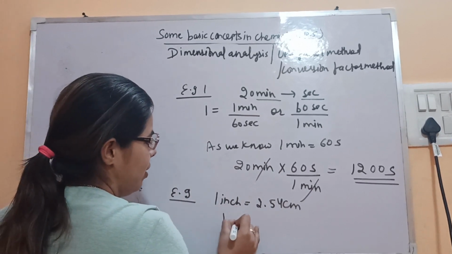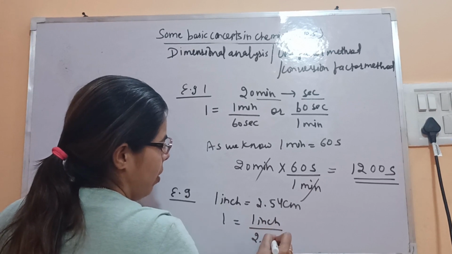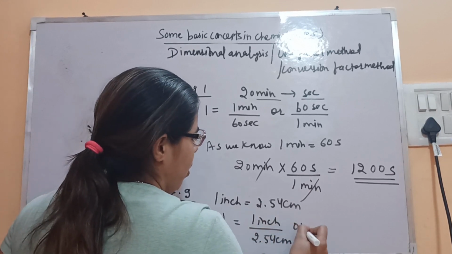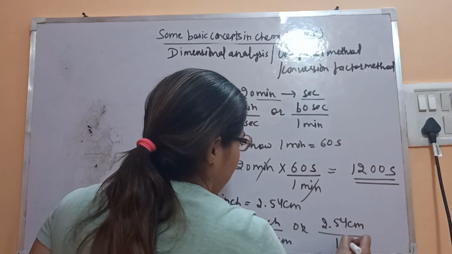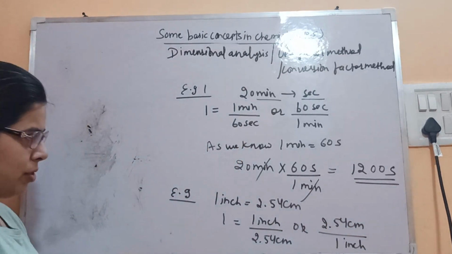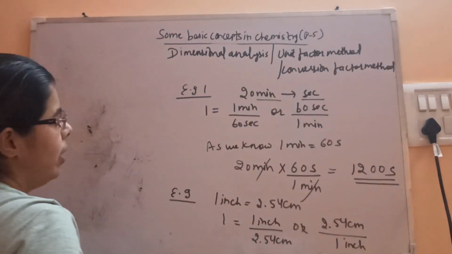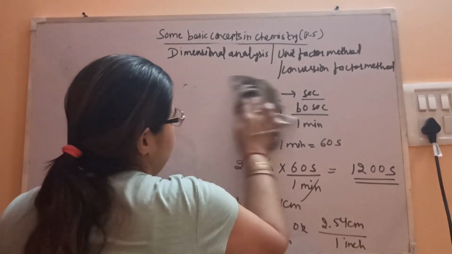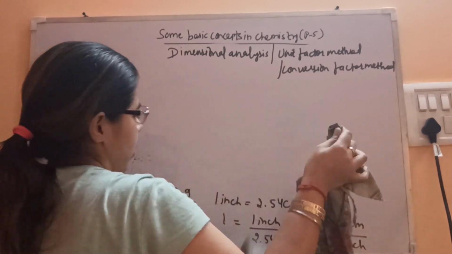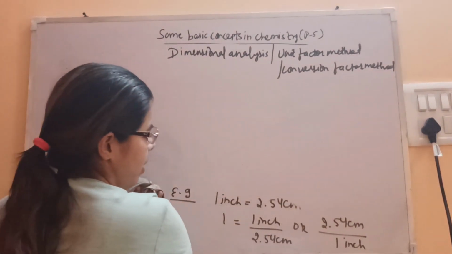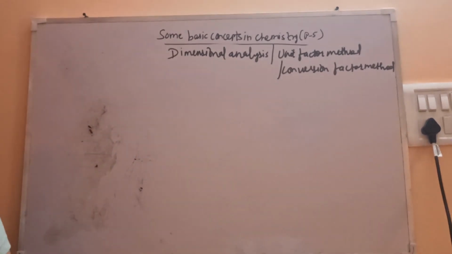Okay, so what is the conversion factor? 1 inch divided by 2.54 centimeter, or 2.54 centimeter divided by 1 inch. So let's do the question based on this. We need to convert this. Okay, so this is the conversion factor. So let's convert.